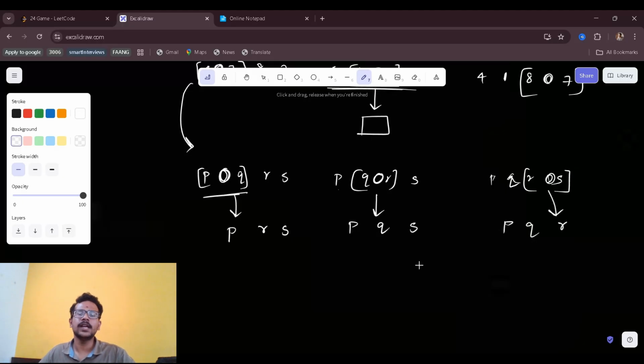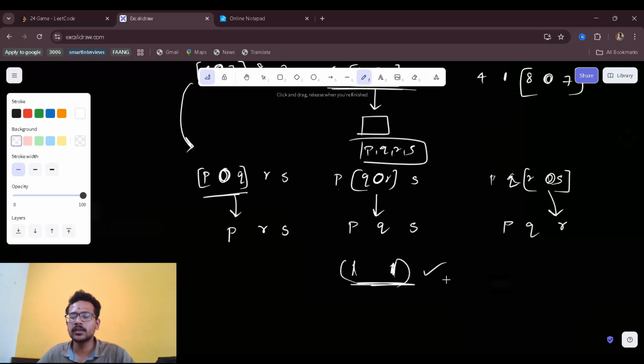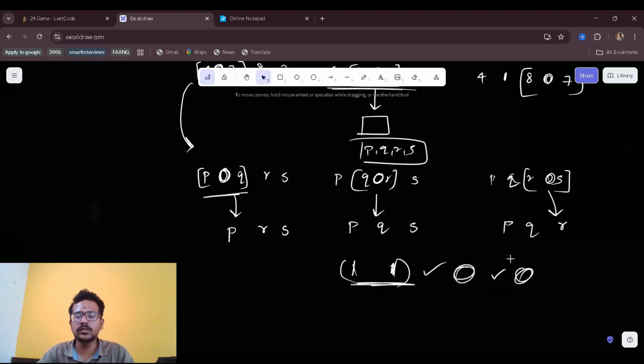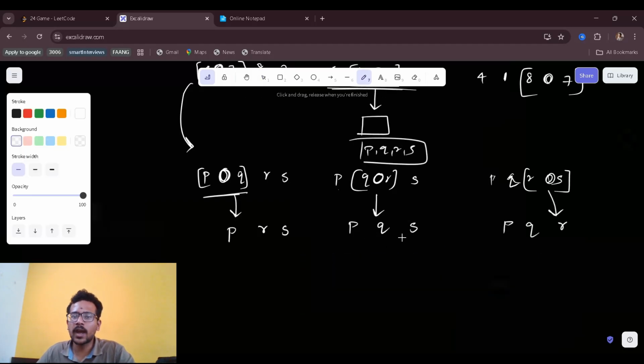Now, let us see that I have P, R and S. Here firstly I got P, Q, R, S. Now I need to place operators in between them. I picked only 2 elements, placed an operator and got a value, right? So that's how I get these 2 elements, and then an operator and an element, an operator and an element, right? That's how the parentheses work. So I have P, Q and S.